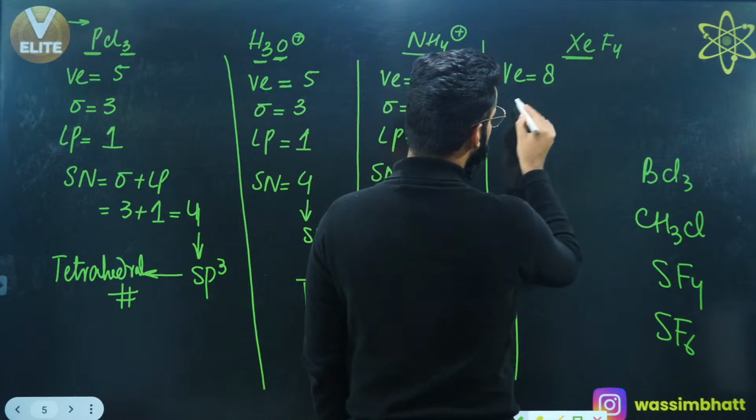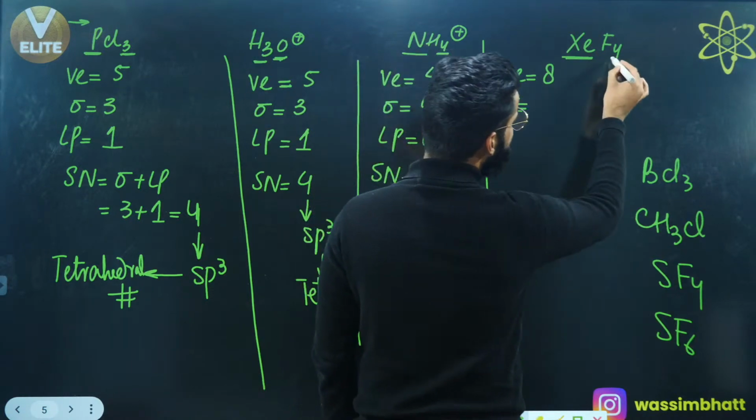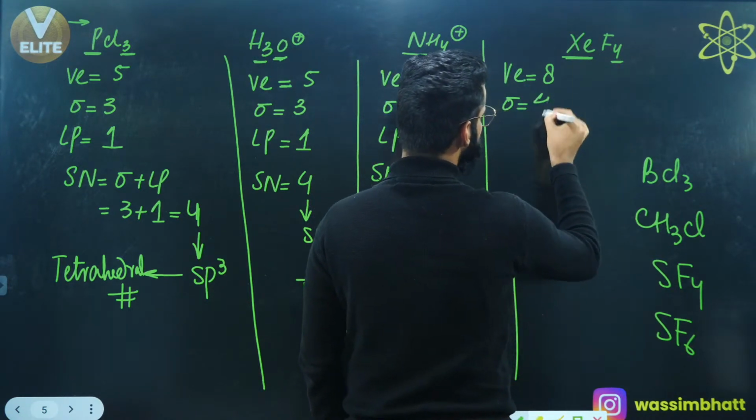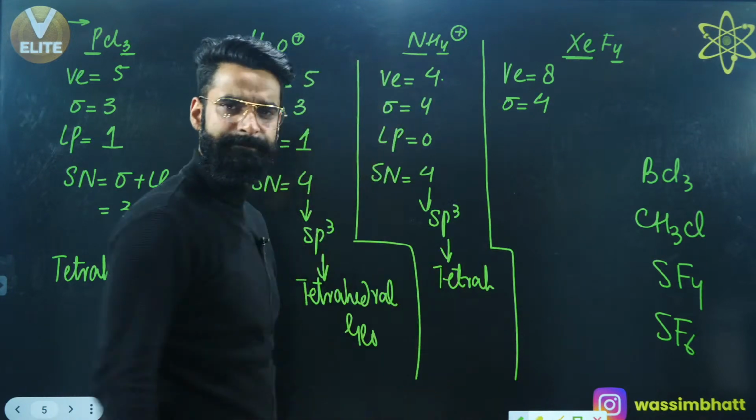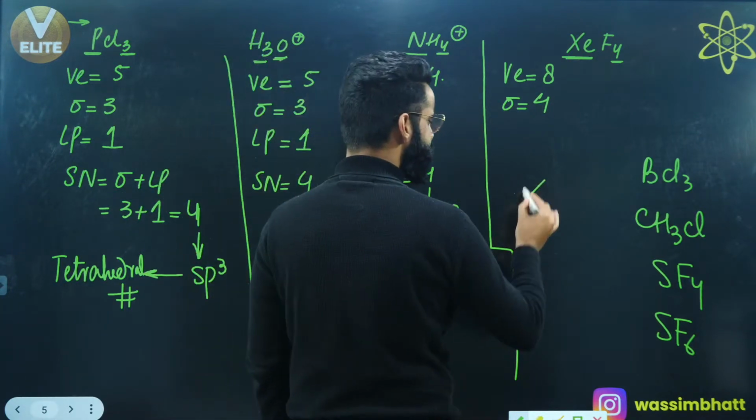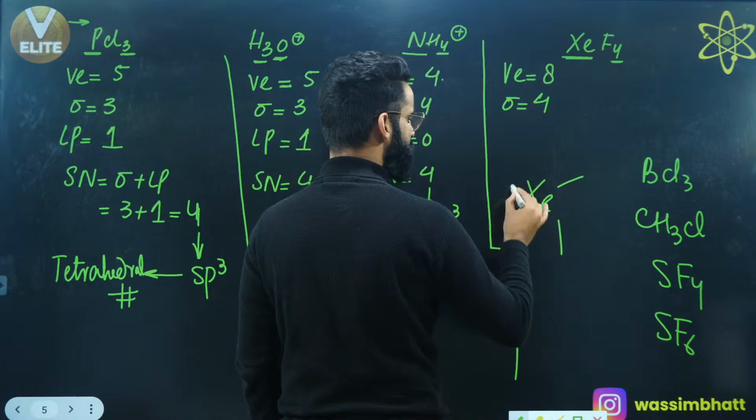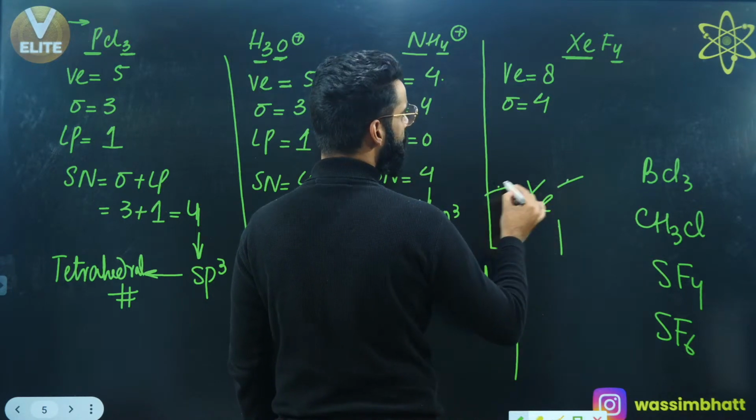And this xenon, how many sigma bonds is it forming? Calculate the terminal atoms, that are 4. So xenon is forming 4 sigma bonds, right? See guys, I'm making its rough structure. Xenon is forming 4 sigma bonds, right? 1, 2, 3, 4. 4 sigma bonds with what?